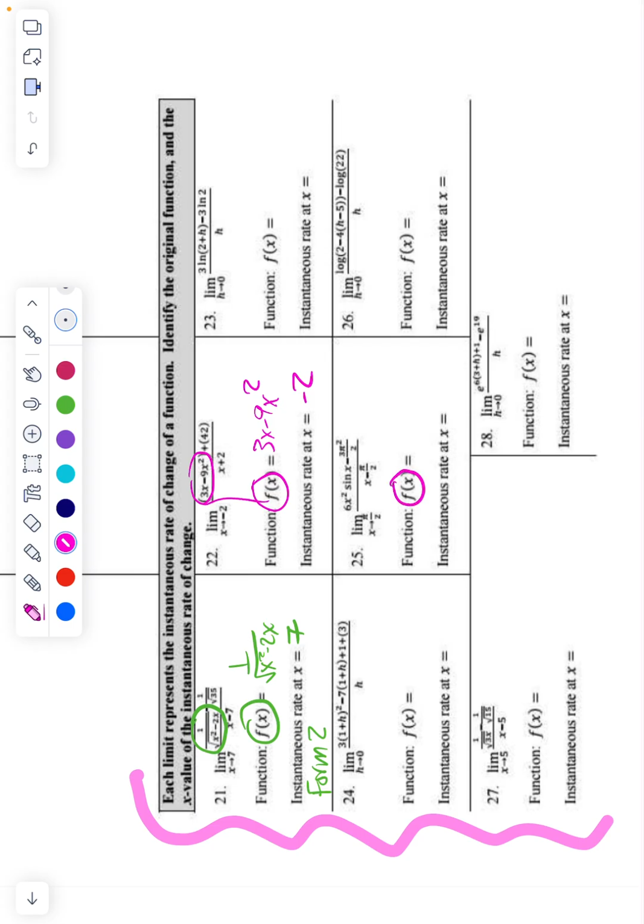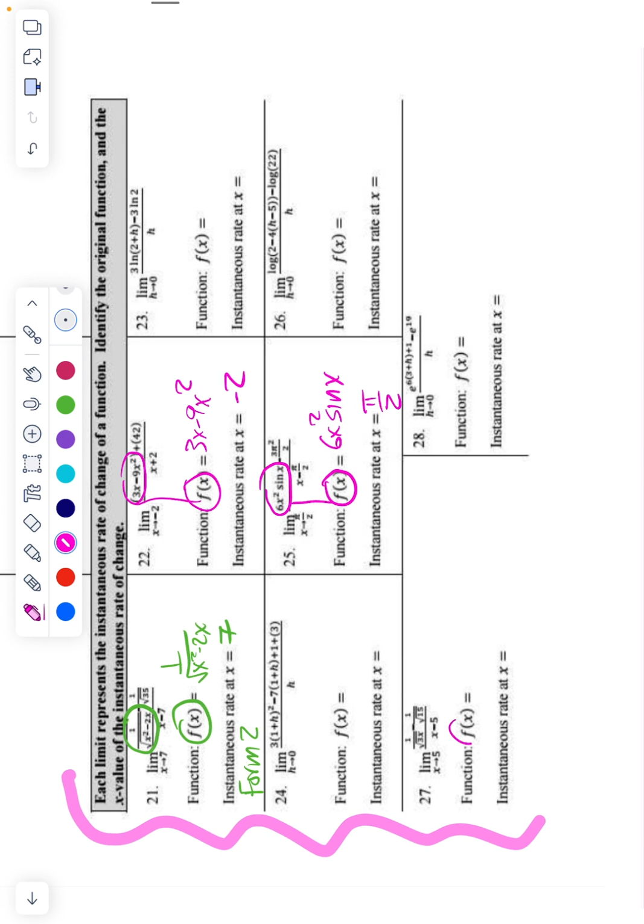I'm going to jump to 25 since we're kind of on a roll with this type. So f of x, 6x squared times sine x. Evaluated at pi over 2. Okay, let's do the h ones. Actually, sorry, there's one more of these. So 1 over root 3x at 5. Okay, let's do these other kind.